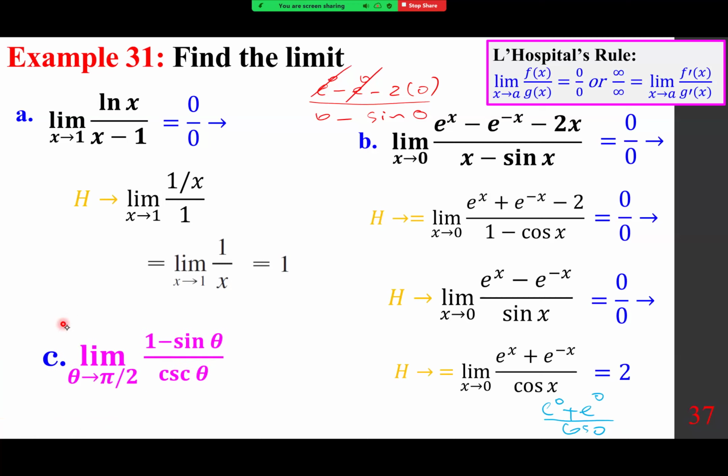This one, you plug in. Sine of pi over 2 is 1. 1 minus 1 is 0. Cosecant is 1 over sine of pi over 2. It's 1. So you don't have to use L'Hopital's rule. And that's the idea. Check and recheck, everybody. Check and recheck. So when we plug in, remember cosecant is 1 over sine. So when you replace the theta with pi over 2, this is 1, this is 1. So you get 0 over 1. So in other words, don't assume you get 0 over 0.